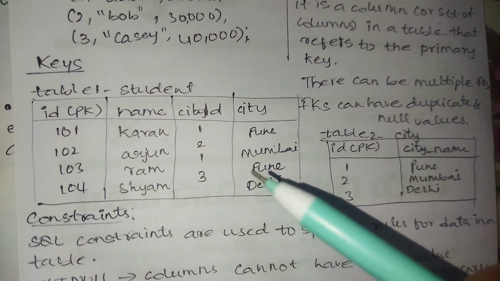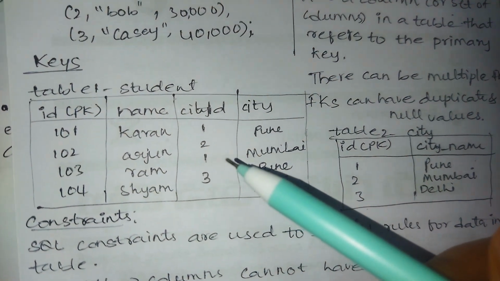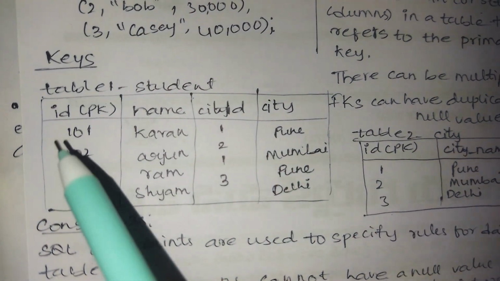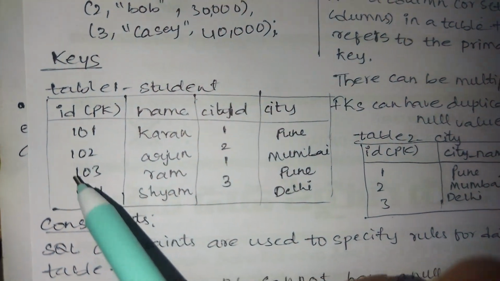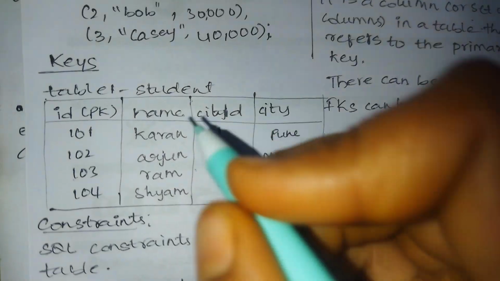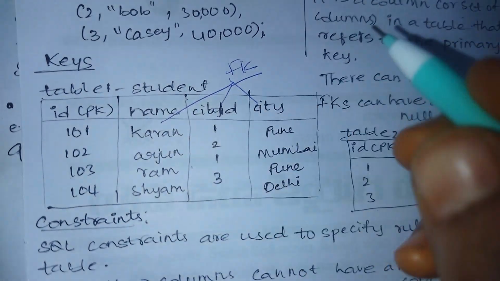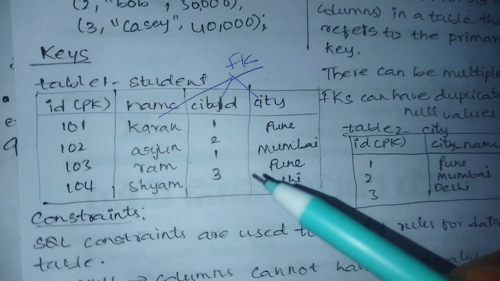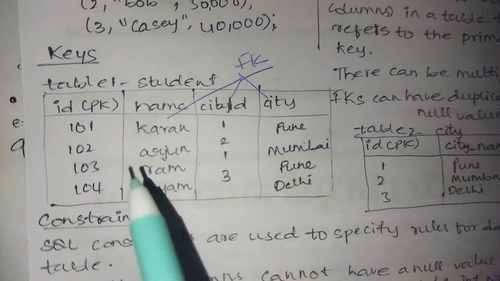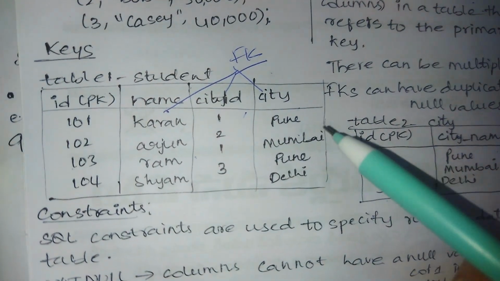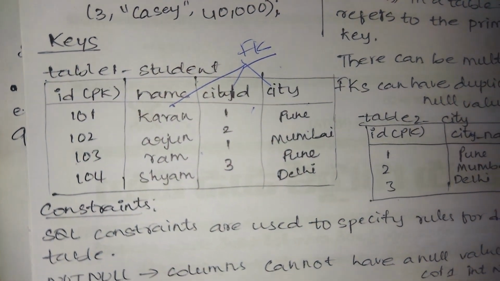In some cases foreign keys can have duplicate and null values, but a primary key should not be duplicate and should not be null. These are 3 foreign keys. Foreign key shortcut is FK. Foreign keys can in some cases be duplicate and null. Name, city ID, city names. You can write any values.